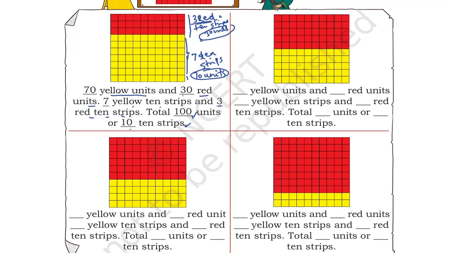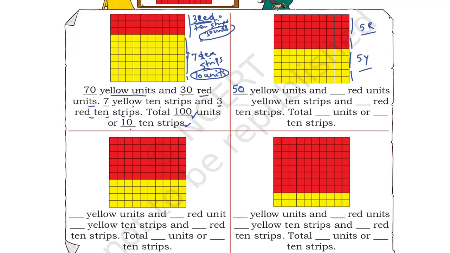Let's go ahead and do this question. Okay, simple question it is. So let's go ahead and count the number of strips that we have first. 1, 2, 3, 4, 5. I have 5 yellow and 1, 2, 3, 4, 5. I have 5 red 10 strips. Now, how many yellow units are going to be there? So, one 10 strip has how many units? It has 10 units. And how many units are going to be there in 5 strips? There are going to be 5 multiplied by 10. That is going to be 50 yellow units.